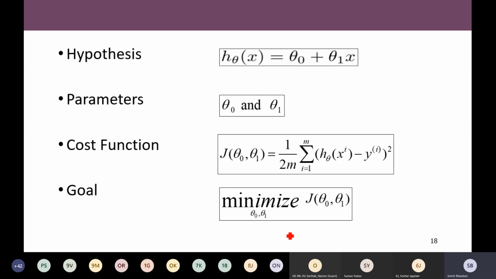So I hope you have understood all those expressions and what we are supposed to do. Our ultimate goal is how to minimize this cost function to come up with the theta 0 and theta 1 parameters. Correct? Any doubts so far?